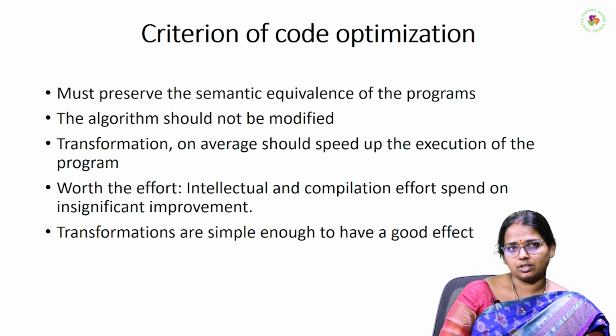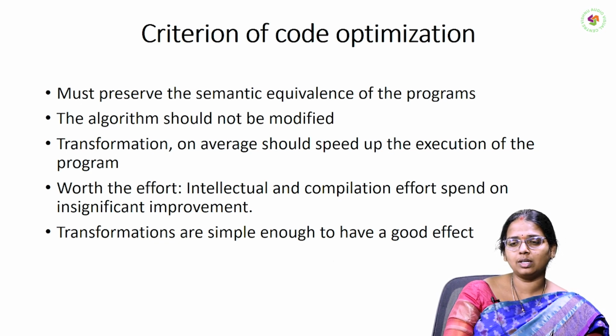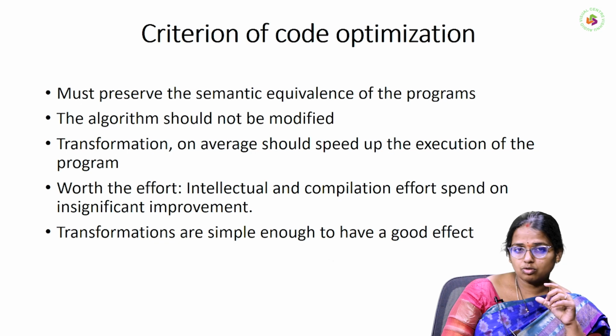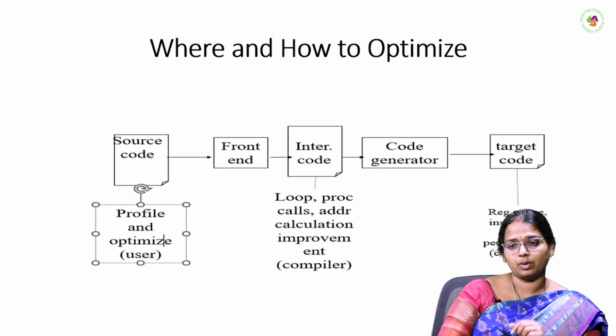Transformation on average: while changing a small part, the transformation may not improve that part, but the overall program execution speed will improve. That is one criterion. Next, the transformations should have a good effect on the program.